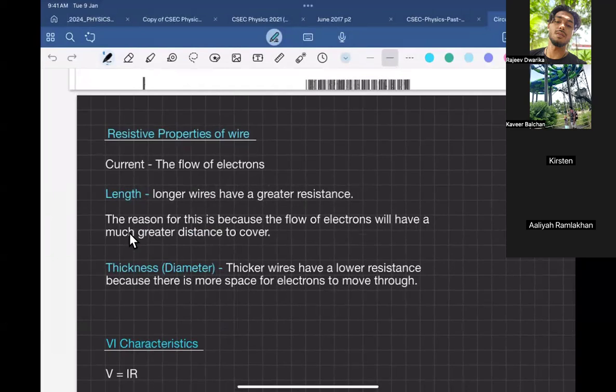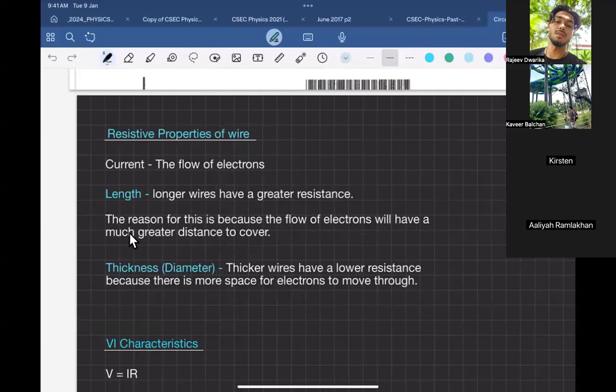Current is the flow of electrons. Length: longer wires have a greater resistance. The reason for this is because the flow of electrons will have a much greater distance to cover. Thickness, well, the diameter: thicker wires will have a lower resistance because there is more space for electrons to move through.